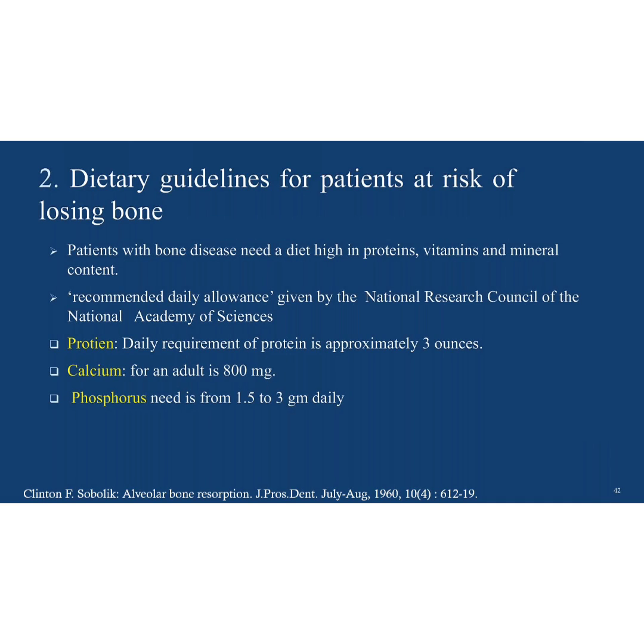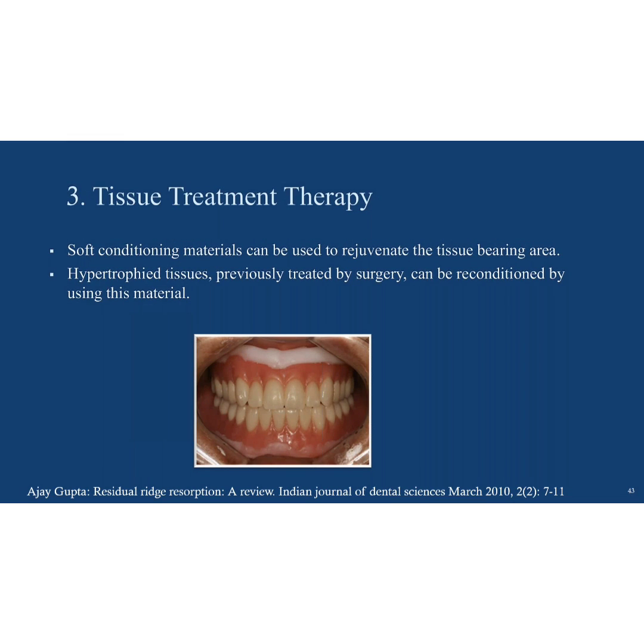So, dietary guidelines for the patients at risk of losing bone. Patients with bone disease need a diet high in proteins, vitamins, and mineral content. This was recommended by the National Research Council of the National Academy of Sciences. The daily requirement of protein should be approximately 3 ounces. Calcium daily requirement is 800 mg. Phosphorus need is 1.5 to 3 gram daily. Tissue treatment therapy: soft conditioning materials can be used to rejuvenate the tissue of the denture bearing area. Hypertrophic tissue previously treated by surgery can also be reconditioned using this material.